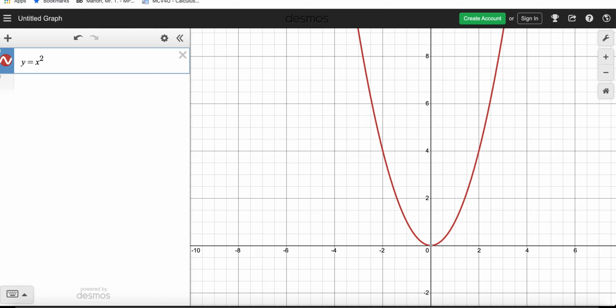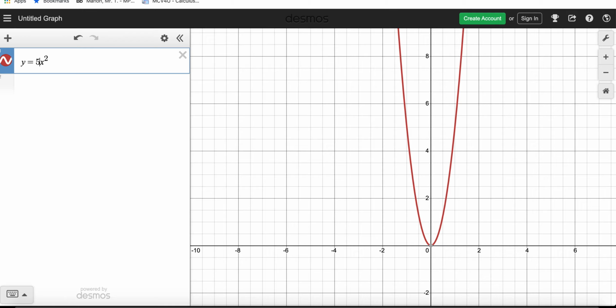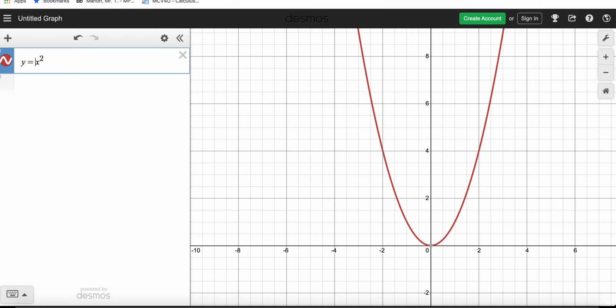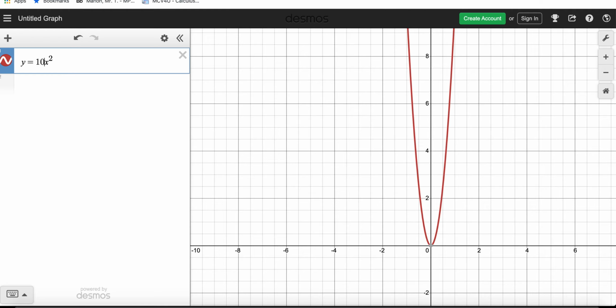Let's put 5 for a. Again, it's going to open upward, but it's getting narrower and narrower. So let's put 10. Again, it gets narrower. We would imagine that as if the graph is just stretched upward. So it's getting narrower here, or as if it is stretched upward.